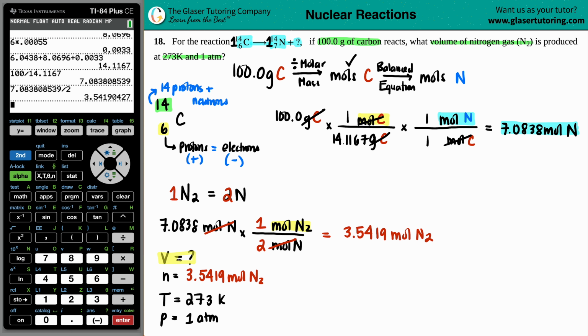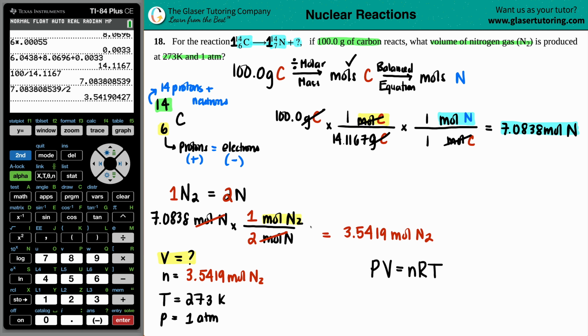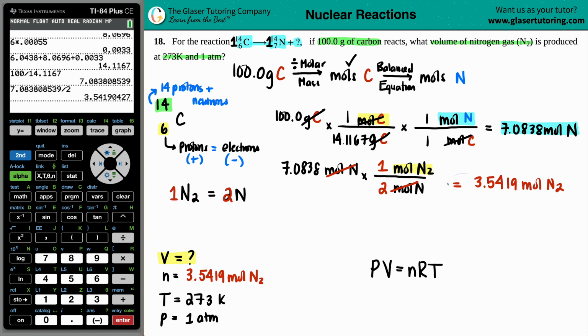Any formulas ringing a bell? We got a P, V, we have an n, T. We only have one of each. Oh, isn't that the formula? PV equals nRT. It most certainly is. So what I'm going to do is I'm just going to bring this up. There we go.